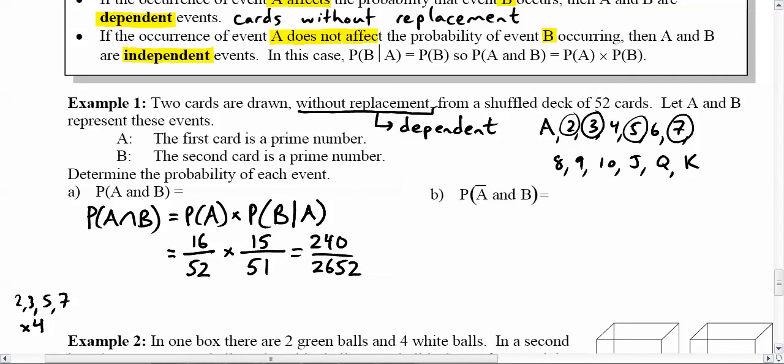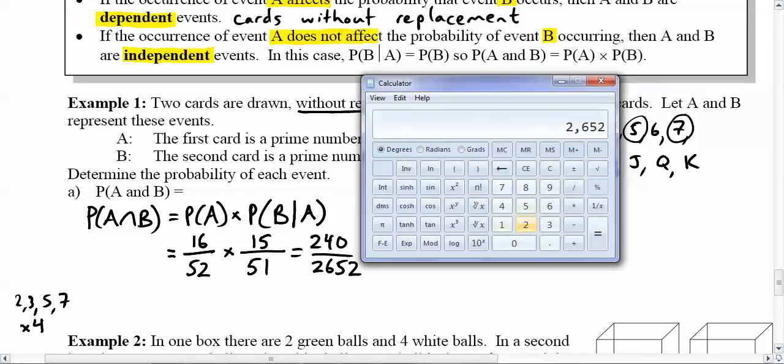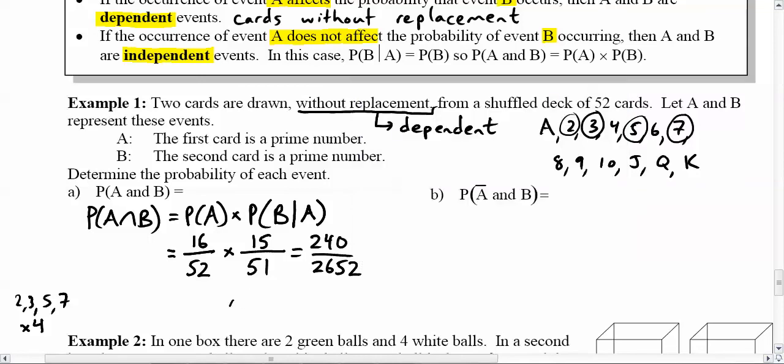And you could write that as a fraction in simplest form, or you could write it as a decimal. So I've got a 9% chance of getting 2 primes.